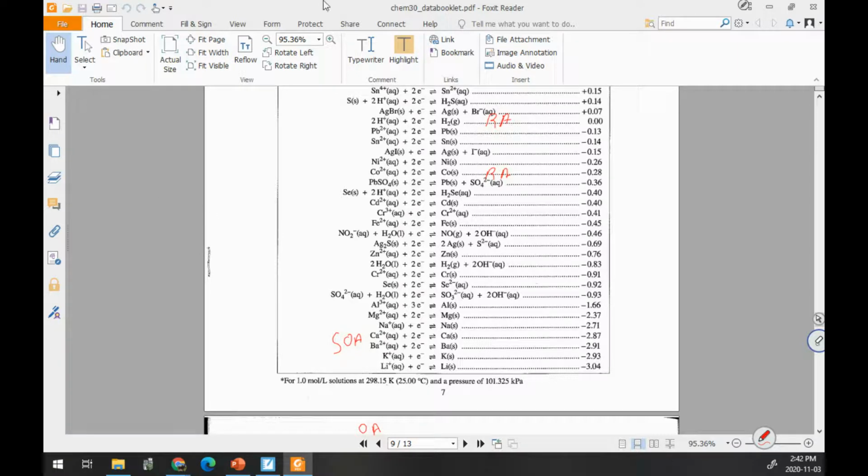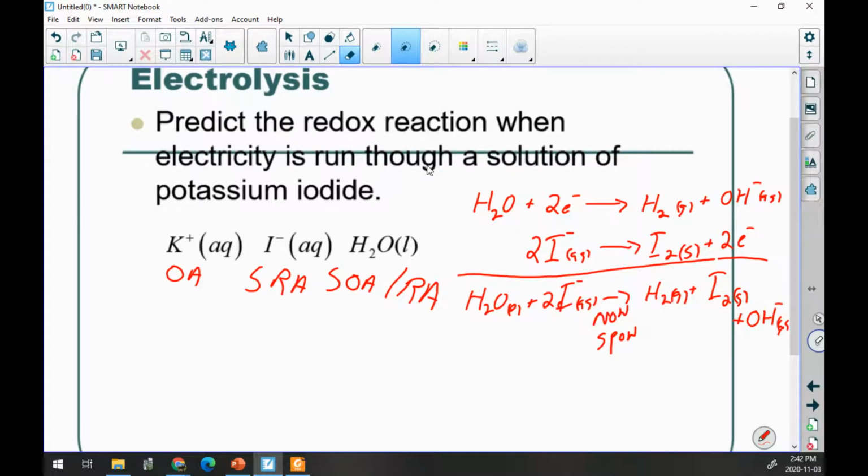So, Sean, what reaction is happening at the cathode? Looking at my half reactions, is it the water reacting or the iodine reacting? Cathode must have electrons there. This is our cathode half reaction. This is my anode half reaction.